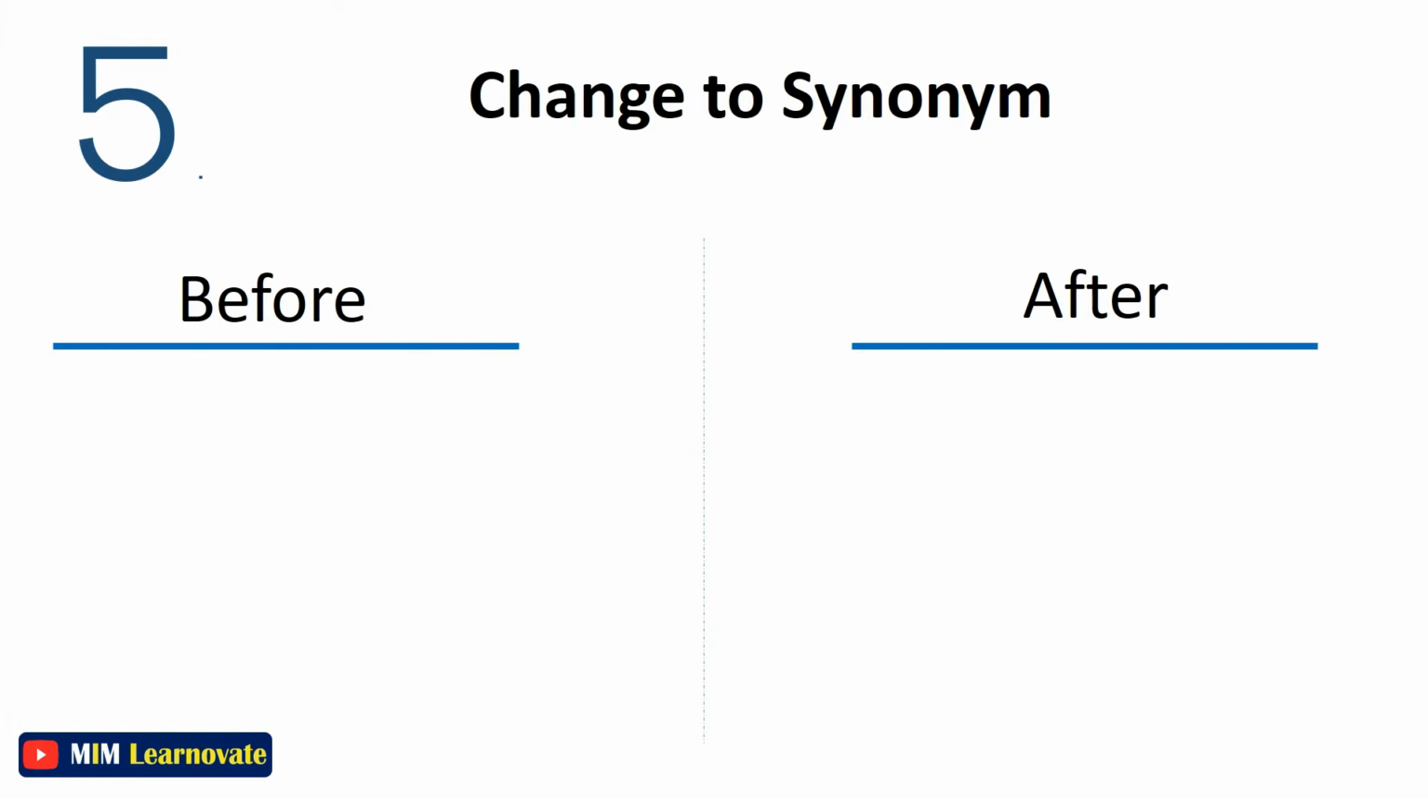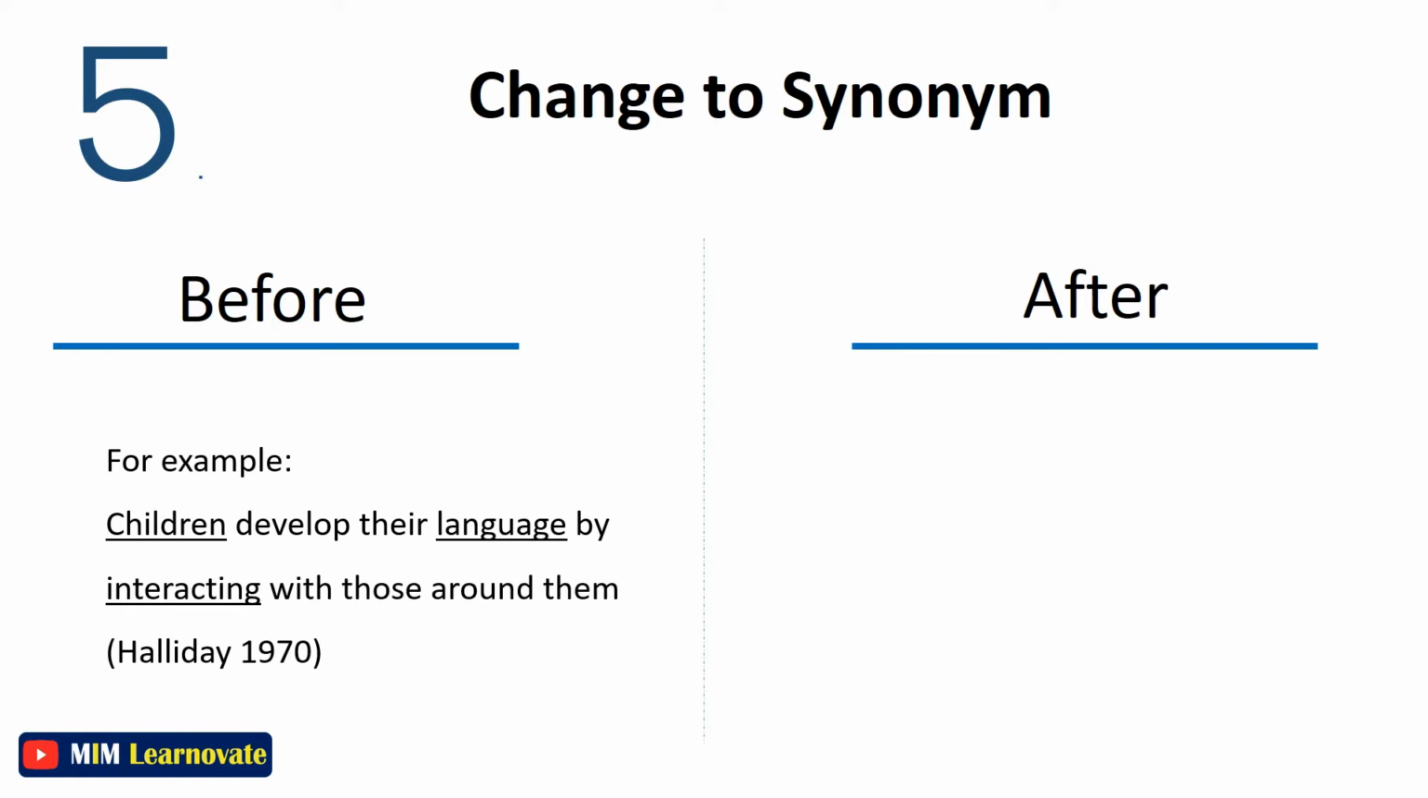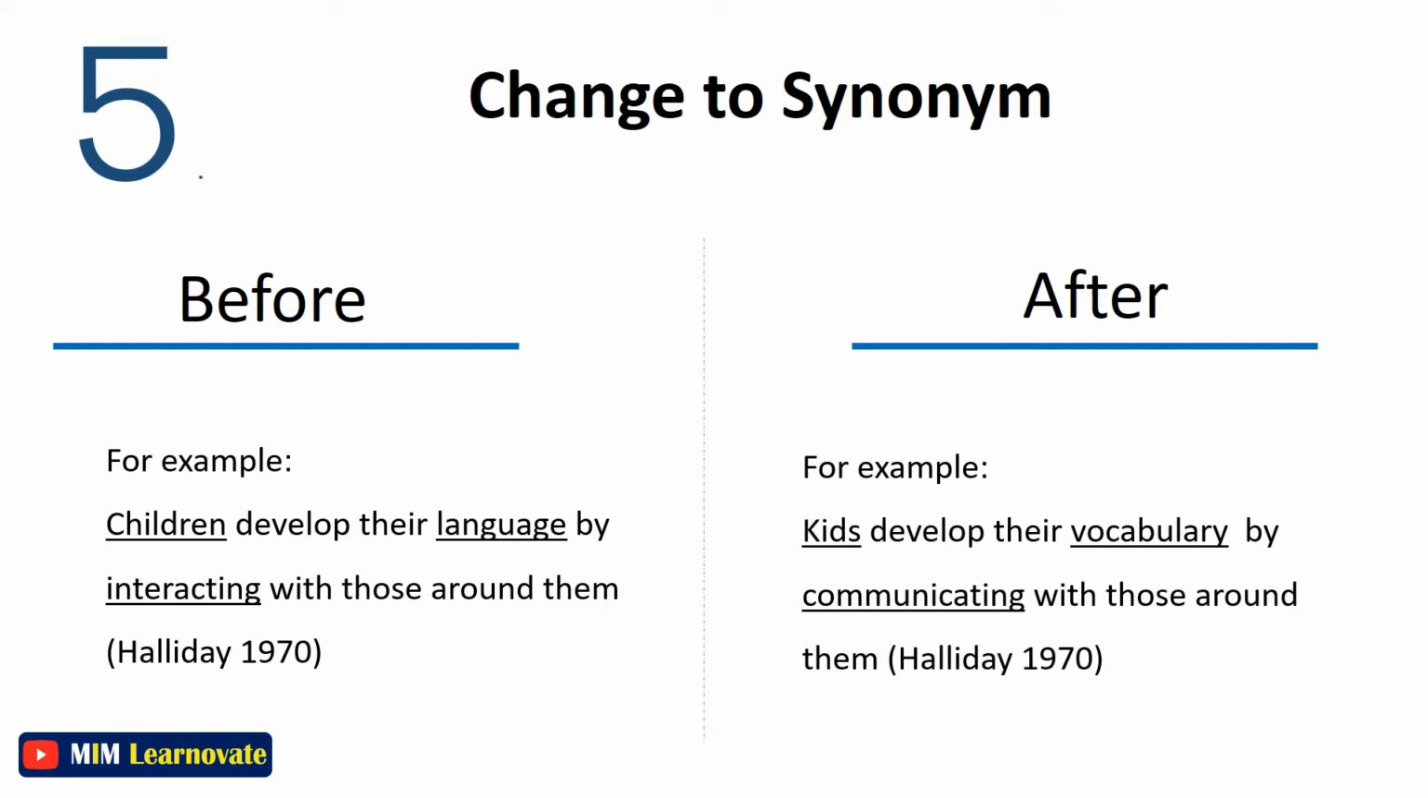Tip number 5. Change to synonym. Replace the original words with words that mean the same. For example, children develop their language by interacting with those around them. In this sentence, I have underlined the words that can be changed with a synonym. It can be written as, kids develop their vocabulary by communicating with those around them. I have changed children to kids, language to vocabulary, and interacting to communicating.